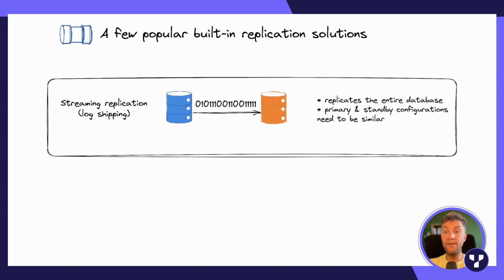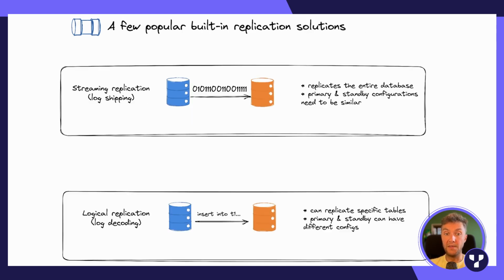So when we are talking about different built-in replication solutions, in PostgreSQL, we have streaming replication. All the changes that are written to your write-ahead log file of the primary instance can be replicated to your standby database node. And here you need to keep in mind that with the streaming replication, the entire database is replicated and the configuration of the primary and standby has to be the same.